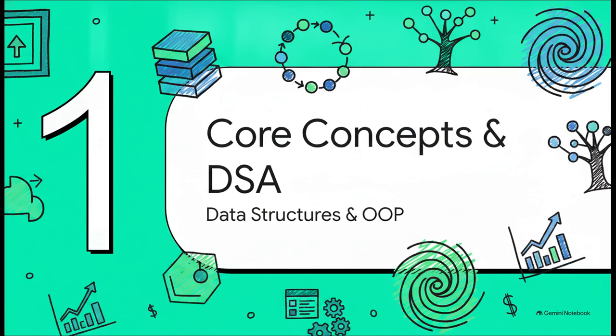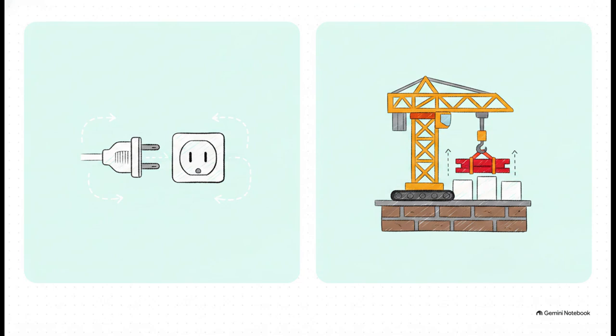Section 1, core concepts and data structures, because every senior engineer absolutely needs a rock-solid foundation. So, when you're choosing between an interface and an abstract class, you really need to think about contracts. An interface strictly defines a contract. It doesn't hold any state, it supports multiple implementations, and it promotes loose coupling. That makes interfaces absolutely perfect for dependency injection, right? You can seamlessly swap out services without breaking the whole shebang.